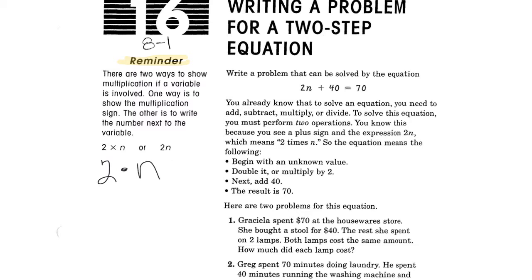All right, so it says write a problem that can be solved by the equation 2n plus 40 equals 70. You already know that to solve an equation, you need to add, subtract, multiply, or divide. To solve this equation, you must perform two operations. You know this because you see the plus sign and the expression 2n, which means 2 times n. So the equation means the following. Begin with an unknown value, double it or multiply by 2. Next, add 40, and the result is 70.